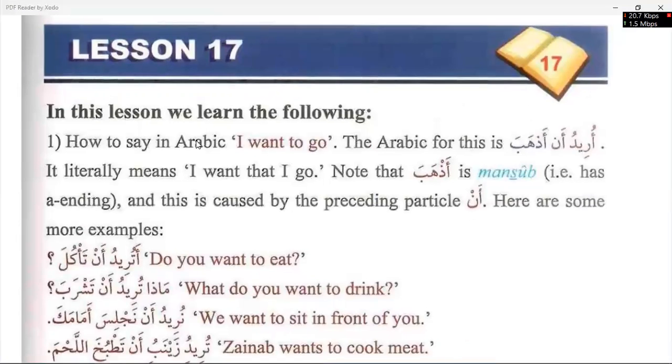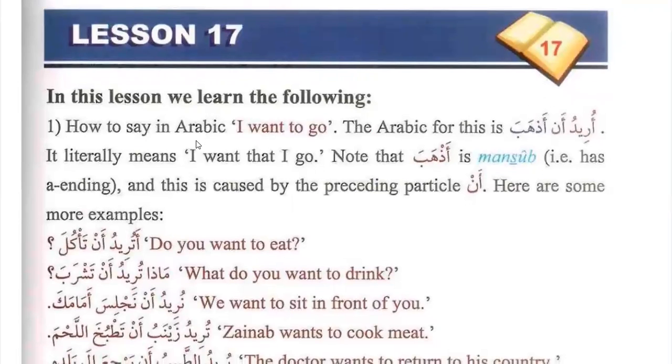Ms. Rahma, read this. Assalamu alaikum wa rahmatullah. Wa alaikum assalam wa rahmatullahi wa barakatuh.